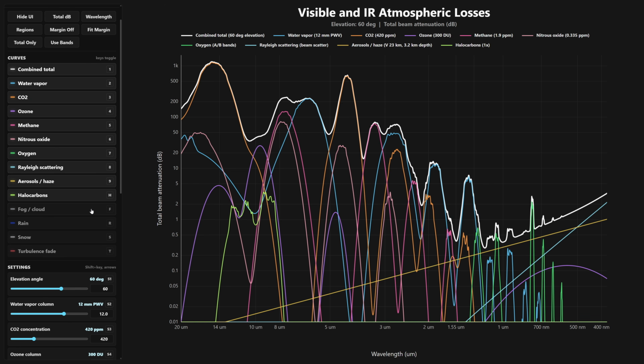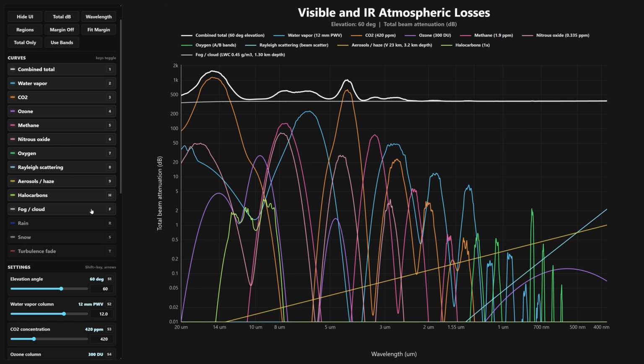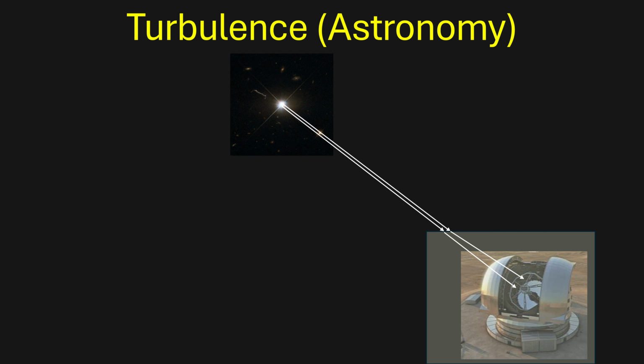The most serious attenuation problem is weather. When I enable clouds or fog, everything is scattered across the entire spectrum. You simply cannot shoot lasers through clouds or fog. The effects of air turbulence are more complicated to quantify than attenuation.